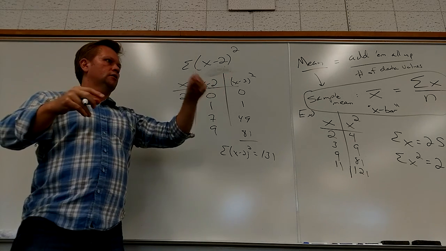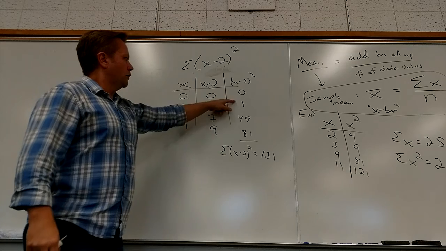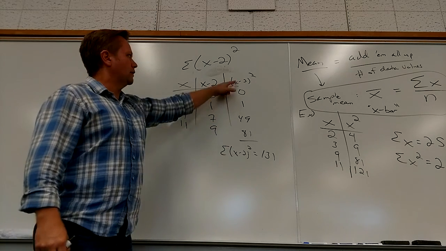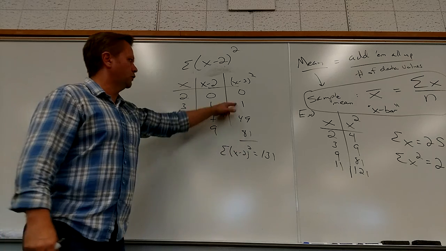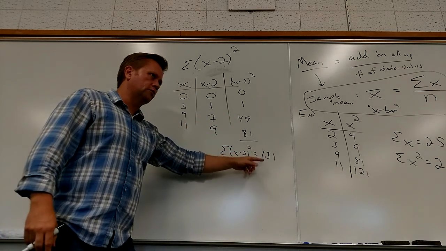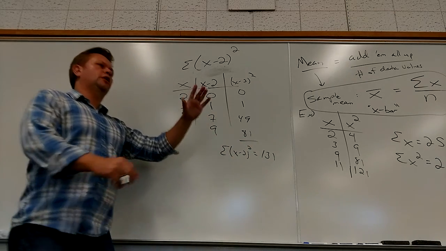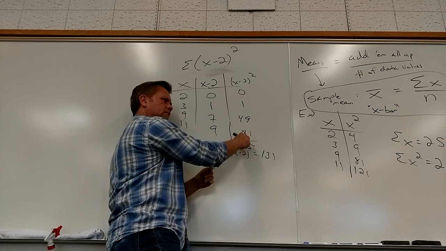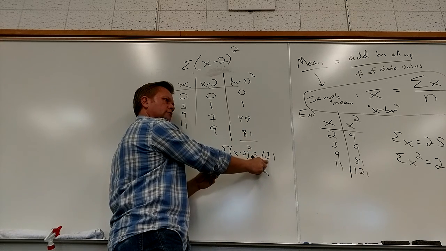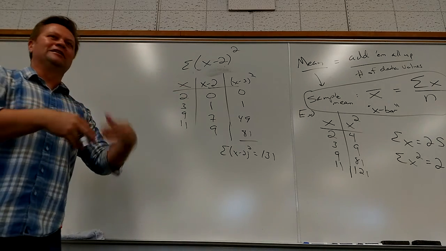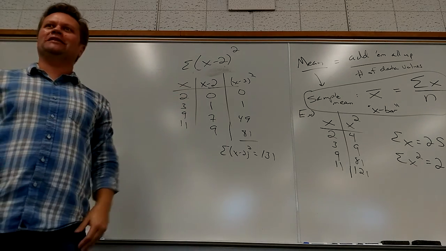Yes? How do you go to 131? 1 and 49 is 50 plus 81 is 131. You add these up, right? I don't know how else to say this. I'm sorry. If you add these numbers up, you get 131. Is that cool? Yeah. Okay. You just aren't giving me any reaction. I was like, oh, I gotta keep going until I get something. Yes.